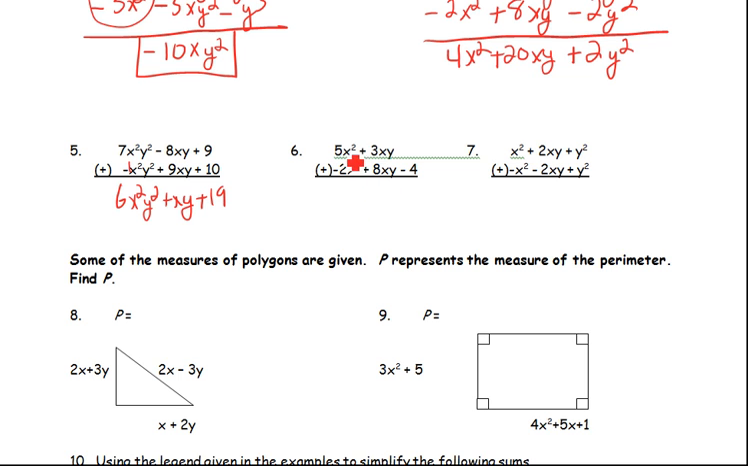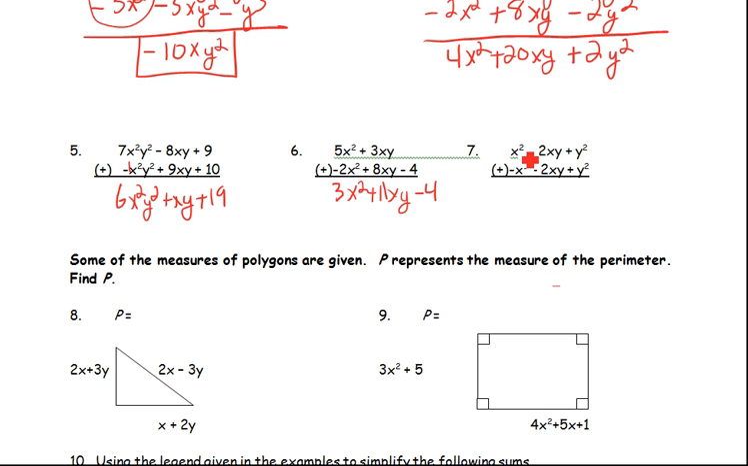I'm going to do the same thing here. 5 minus 2 is 3x squared. 3xy, 8xy, you add 3 and 8, you get 11xy. Now this one, it has a constant, minus 4. The one above doesn't, so that would be like a 0. So 0 minus 4 would be minus 4.